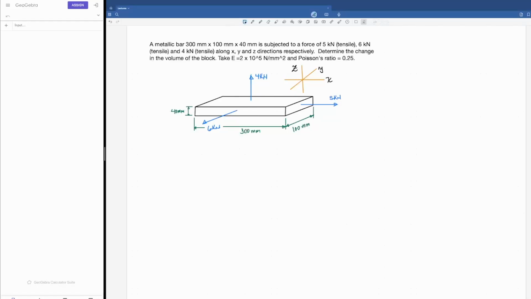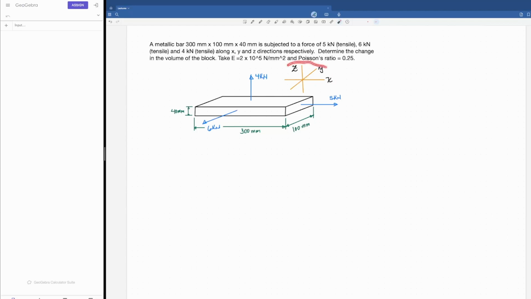Let's take a look at this problem. It says a metallic bar, and the dimensions are 300 millimeters, 100 millimeters, and 40 millimeters. Those are the dimensions of this bar that I have depicted here. It's subjected to forces of 5 kilonewtons tensile, 6 kilonewtons tensile, and 4 kilonewtons tensile, along the x, y, and z directions respectively.